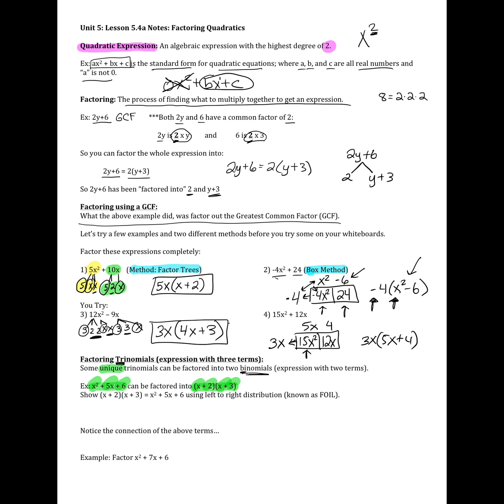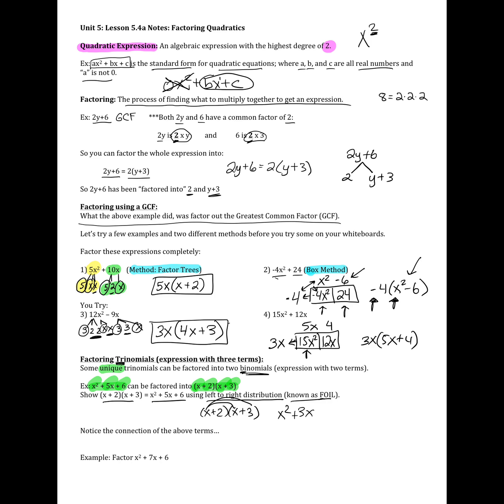I'm just going to prove to you that this equals this very quickly using what's called left to right distribution, also known as FOIL. So if I have this expression times this expression, my first term times my first term, that's the F of FOIL, is x squared. My outside two terms right here, x times 3 is 3x.